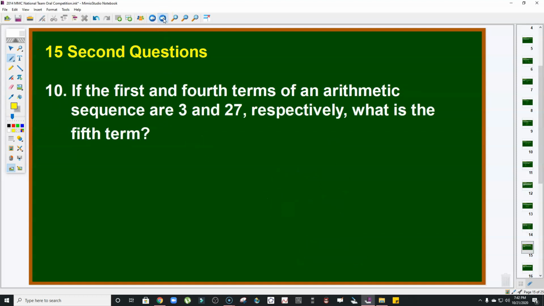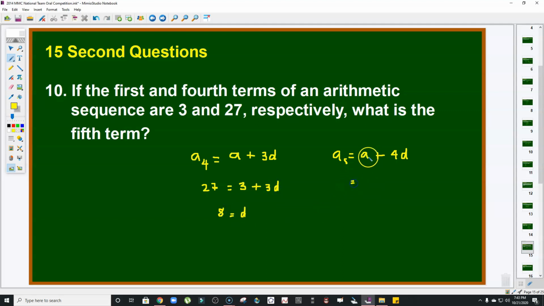Next, problem number 10. If the first and fourth terms of an arithmetic sequence are 3 and 27 respectively, what is the fifth term? Okay, take note, the fourth term is given by the first term plus 4 minus 1 times the common difference. Likewise, the fifth term is the first term plus 5 minus 1 times the common difference. Right? So, since the fourth and first terms are given, 27 equals 3 plus 3d, we can easily compute for d. And that is 24 over 3 or 8.